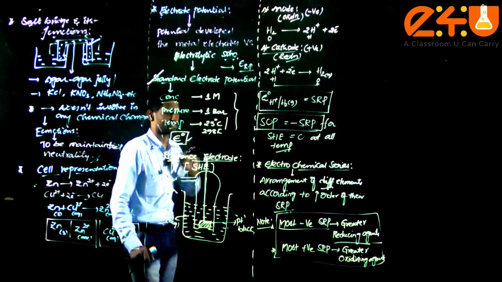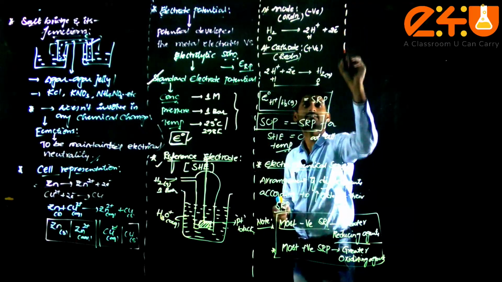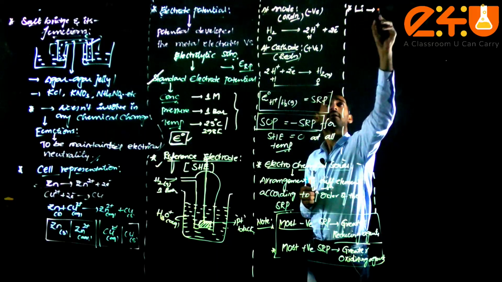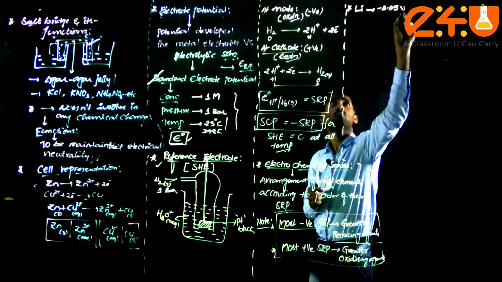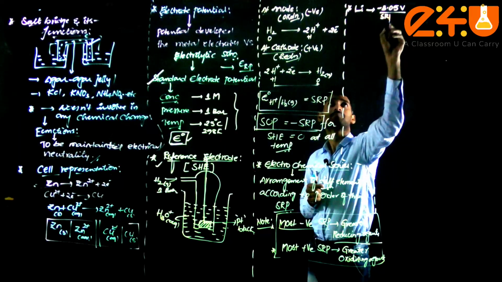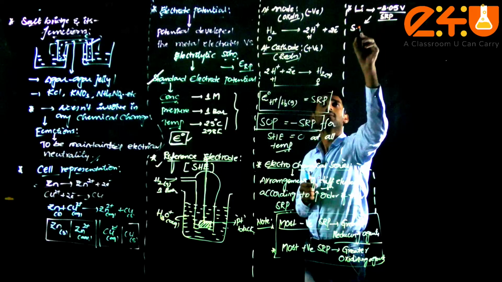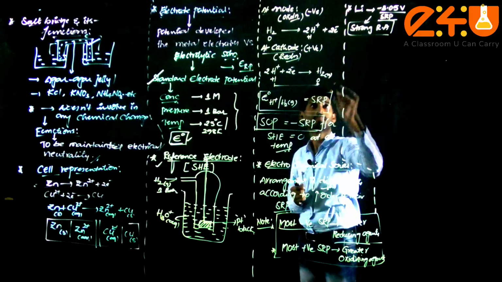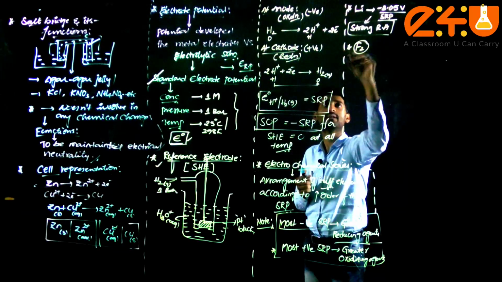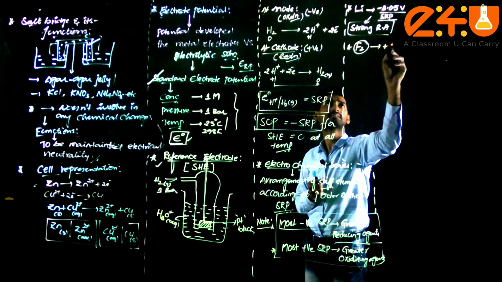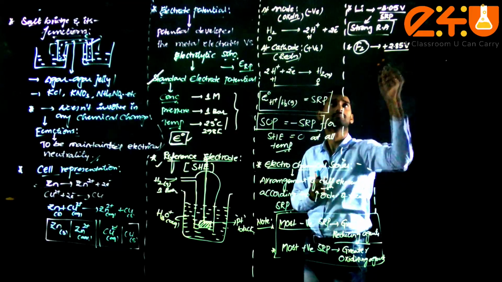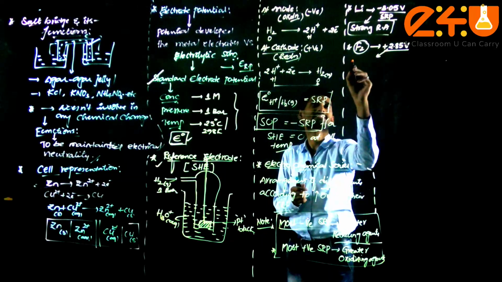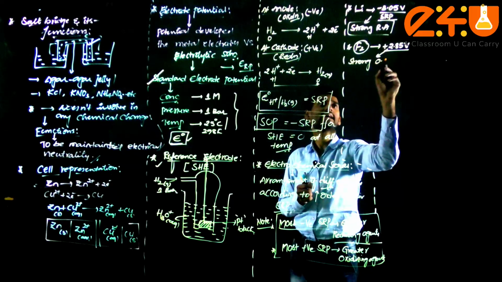Now if you take this one, lithium has approximately minus 3.05 volt of SRP value here. That means here, strong reducing agent. But in case of F2, fluorine, which has approximately plus 2.85 volt, that means here most positive SRP value, that comes under strong oxidizing agent.